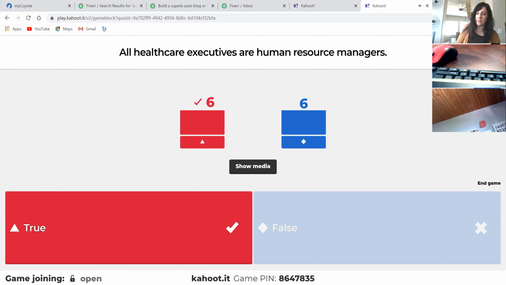Okay, so yes, all healthcare executives are human resource managers. We've had this talk before. So really all executives, all line managers, anyone really working in administration or management or anything like that, they have to be trained in human resources.